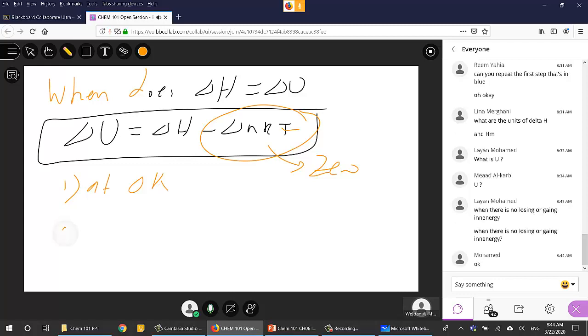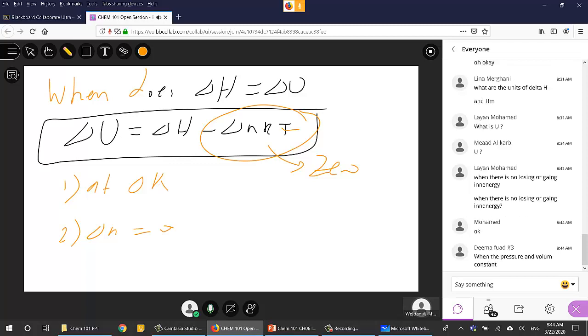But the most important is when delta N is equal to 0, that means for reactions where there is no change in the number of moles. So if you have 2 moles of gas, it goes to 2 moles of product, so 2 minus 2 is 0. In this case, delta U is equal to delta H. Or for reactions that involve solids and liquids only, that's a situation where delta H is equal to delta U. Because when you have solids and liquids, there is no gas, and therefore delta N is defined only for gases. So if you have a reaction, let's say something solid goes to something liquid, in that case, delta H is actually equal to delta U.